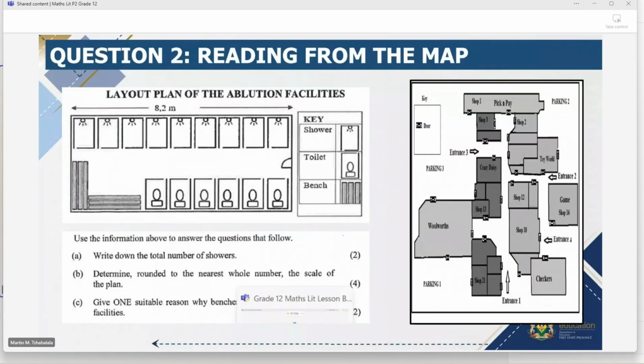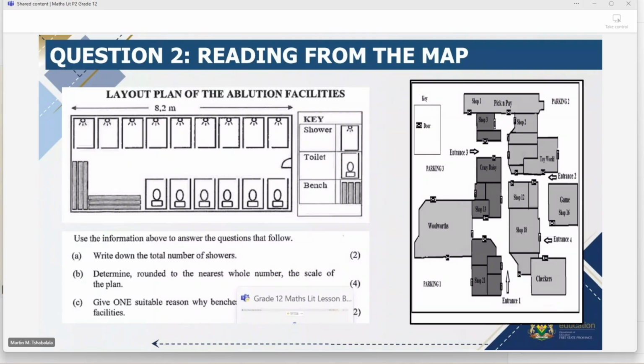On the right hand side, you can see it's another layout plan, but this one is of a shopping center. It shows you how the shops are laid out in this complex, and the question can say how many entrances are there. You can see there are 4 there, 1, 2, 3, 4. You just count, you get the answer.